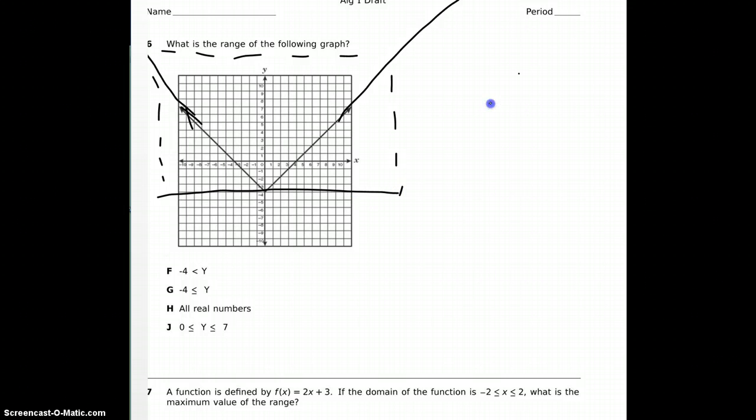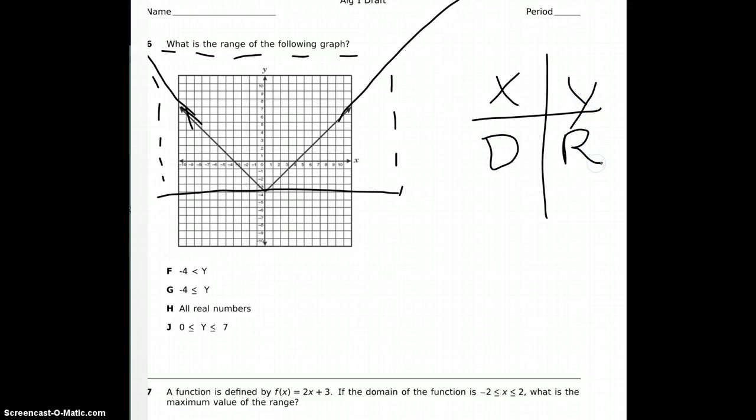I'm looking at the range, which if you remember from class, X and Y went to the doctor. When I'm looking at the range, I'm looking at my Y value. So for range, I'm looking at the Y-axis. My Y-axis goes up and down, so I'm going to focus on the bottom and the top of my box. The bottom of my box is at -4, and I don't have a top. That means I'm going to positive infinity. So I'm going from -4 to positive infinity.